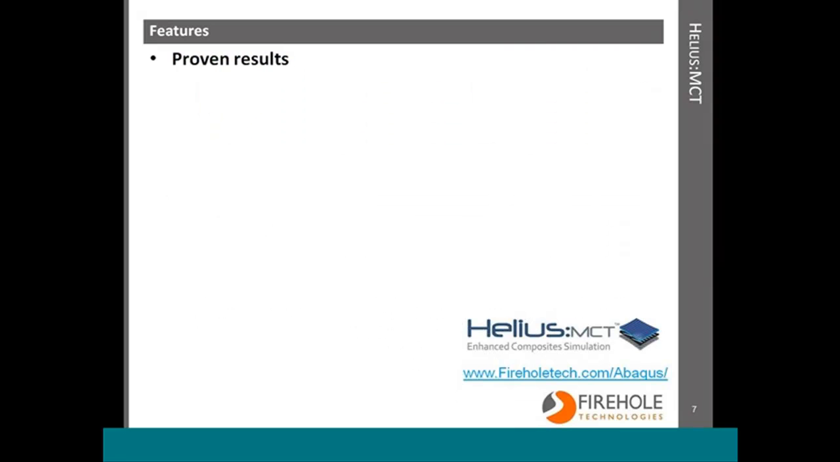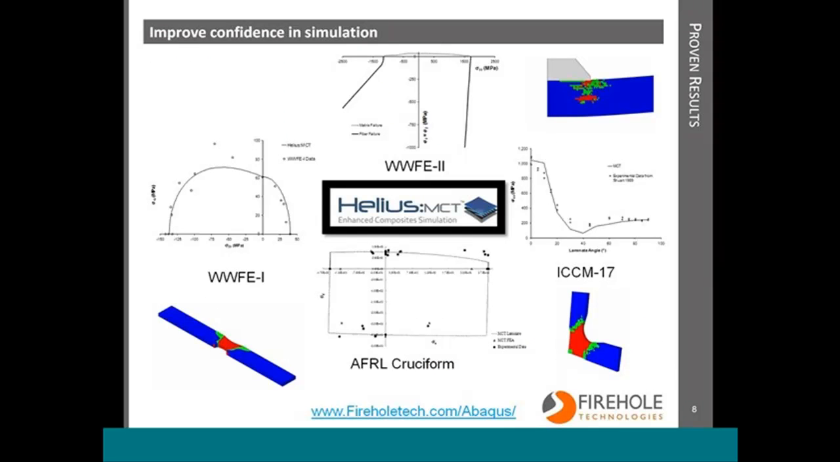And to me, the most important feature is proven results. I wish I had time to get into all the details of the benchmarking we've done with Helius MCT, but we've only got 15 minutes here. On the chart here, I've got several plots from published examples of benchmarking, 2 worldwide failure exercises, publications in ICCM and AIAA, and several internal programs with the Air Force Research Lab. If you're interested, please check out this website, www.fireholetech.com/abaqus, and don't forget the last splash there, where we'll have several comparisons of Helius MCT posted for you to be able to download after the presentation.